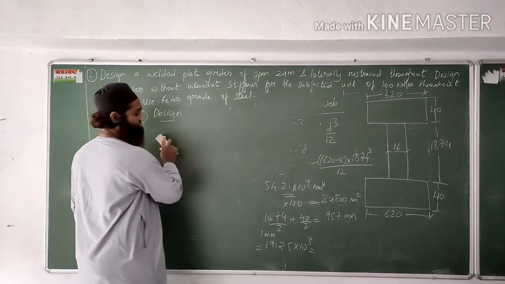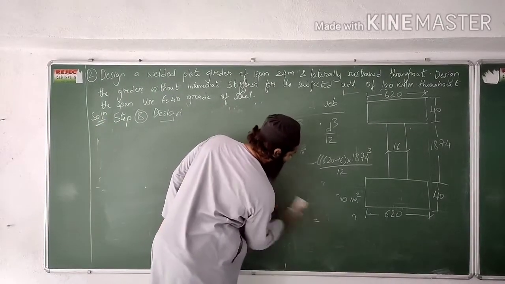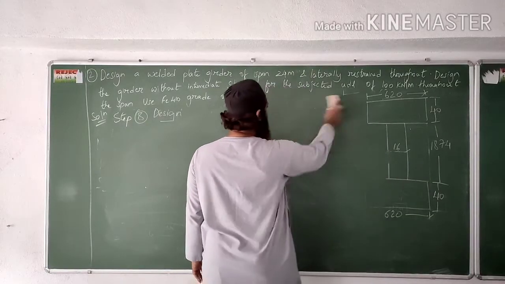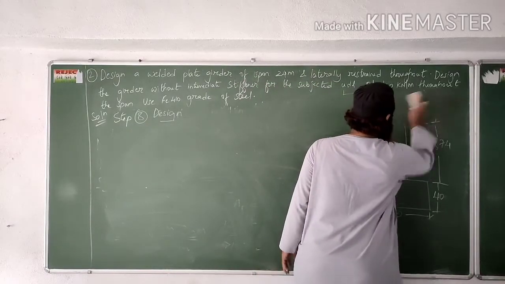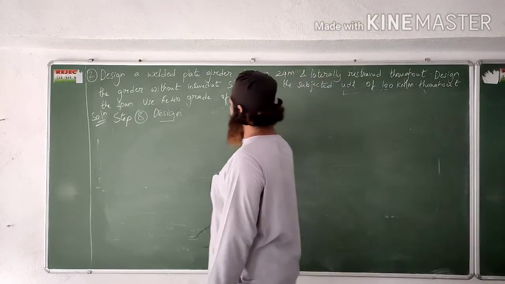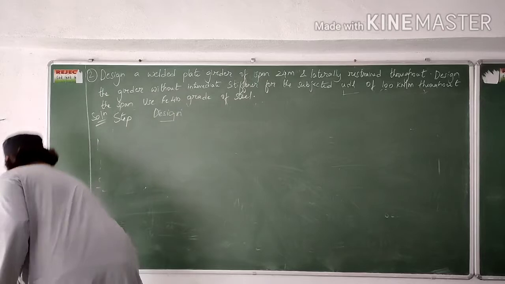So this is the last step. We'll be seeing the design of the weld. Depending on this shear strength, what should be the weld size? That we'll be seeing it here. Design of weld, this is the last step.